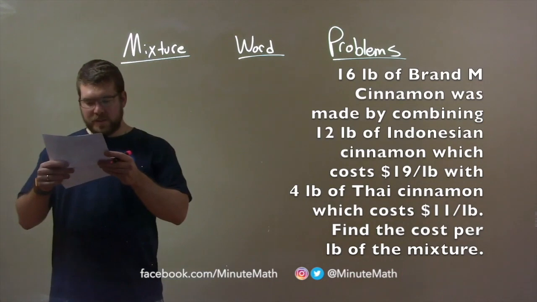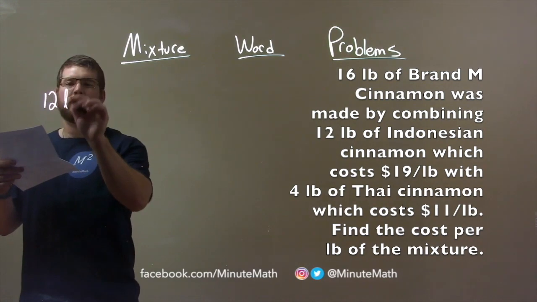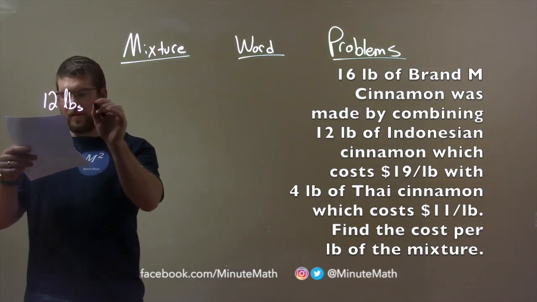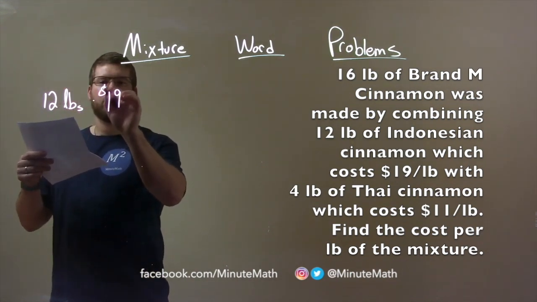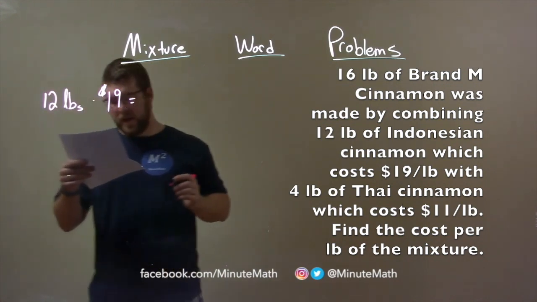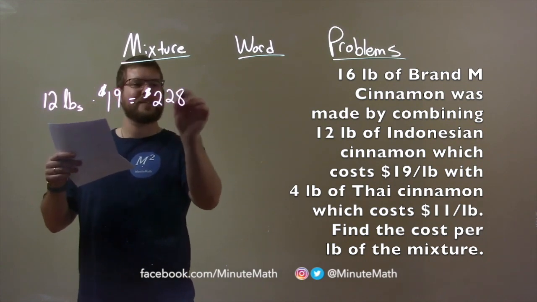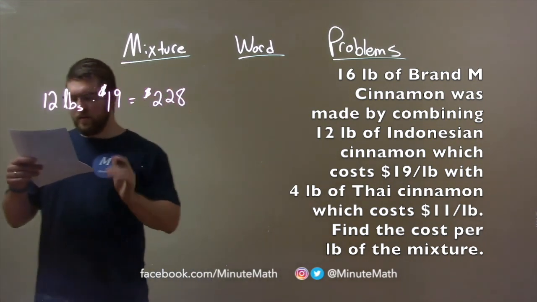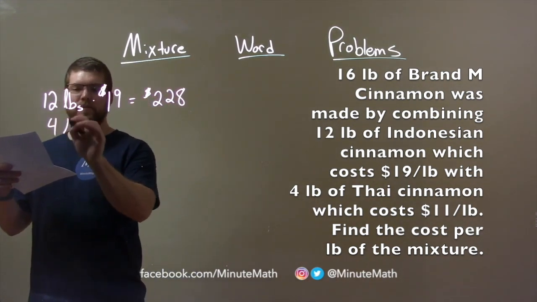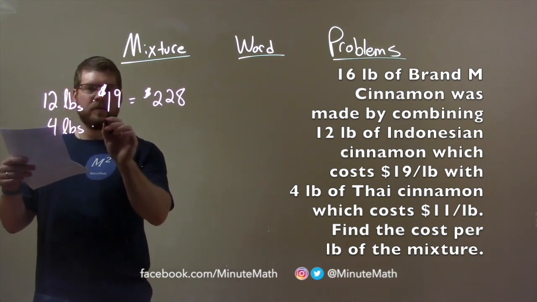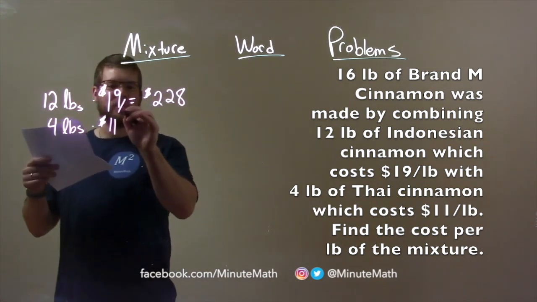So, our first ingredient, the Indonesian cinnamon, we have 12 pounds, and that costs $19 per pound. When we multiply it out, we get a total cost for that part of $228. The second, the Thai cinnamon, is 4 pounds, and it costs $11 per pound. That's not $19 per pound.